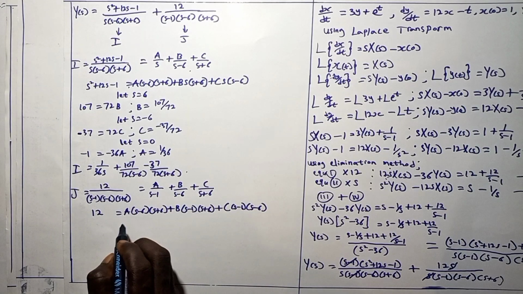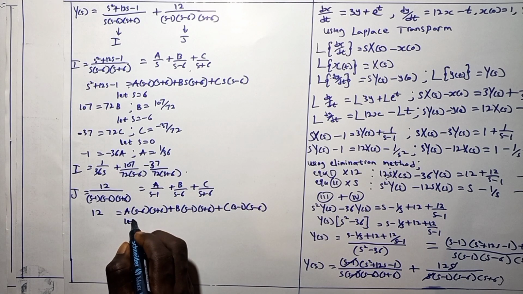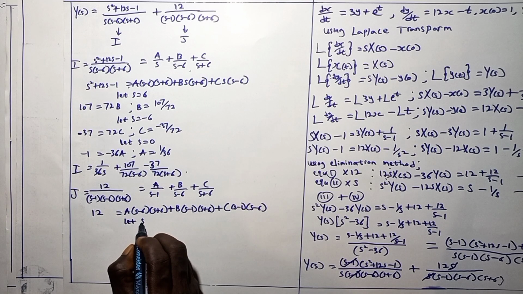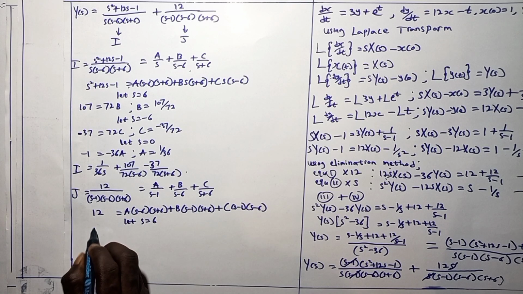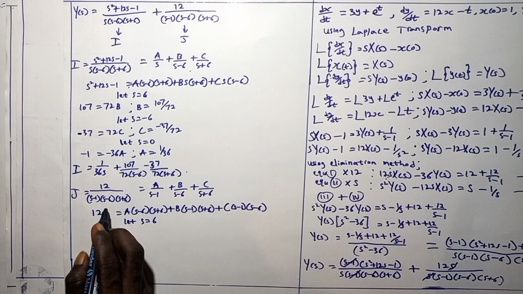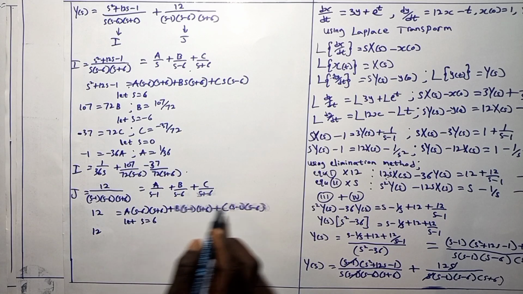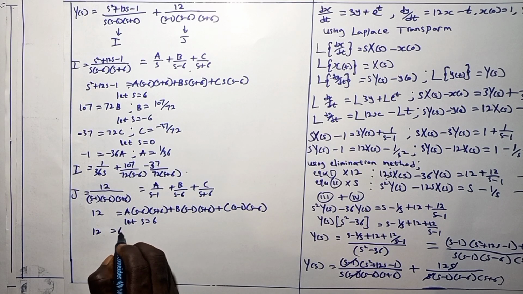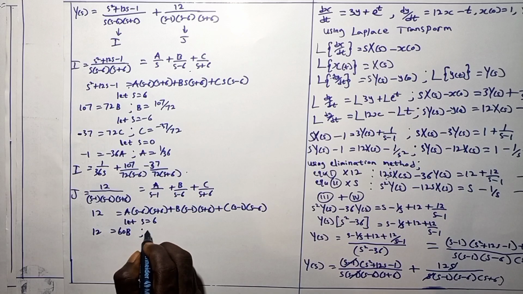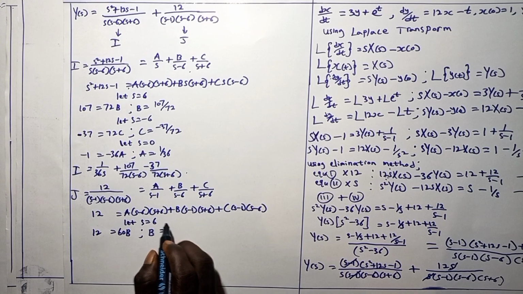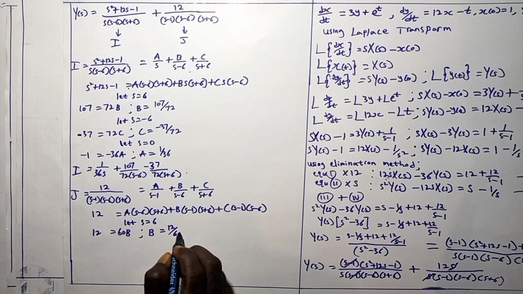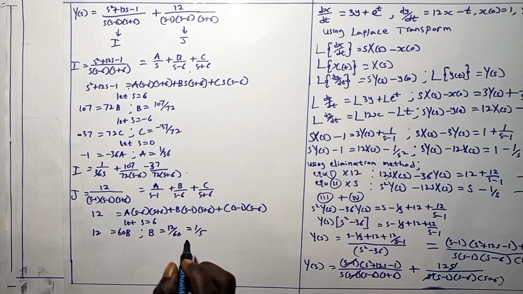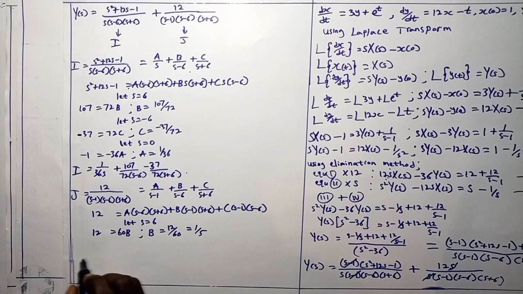So doing all that, the first unknown that I want to find, same thing, let s equal 6. There is no s here, so this left-hand side will remain as 12. Now with this here, we are left with only B, so that is 60B. So B equals 12 over 60, which is 1 over 5.